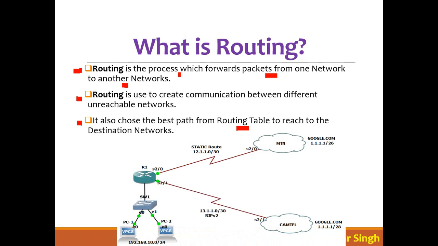Suppose you have a user here, and this user wants to go to Google. You have two connections, for example one from MTN, ISP1, and a second one from ISP2. Now if this user wants to go to Google, he can go through ISP1 as well as ISP2. So when the traffic comes to the router, the router will check whether to send it through ISP1 or ISP2. It will check its routing table and forward the data accordingly, because it can go from either path.